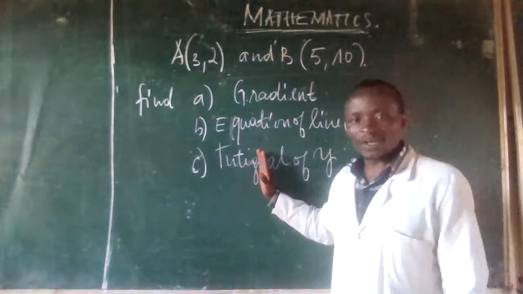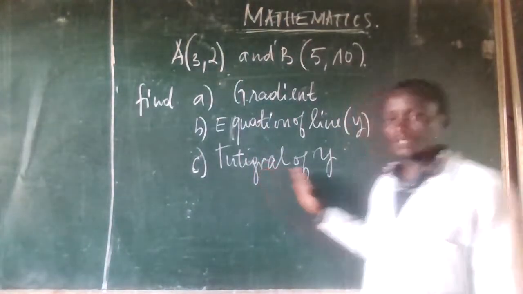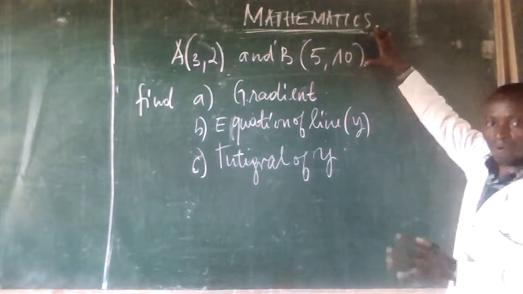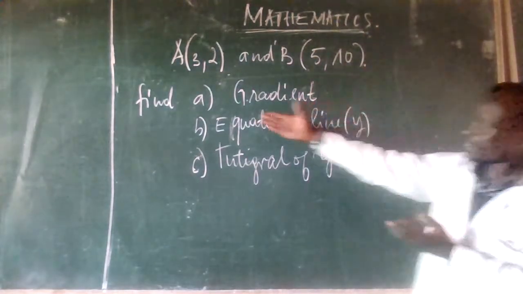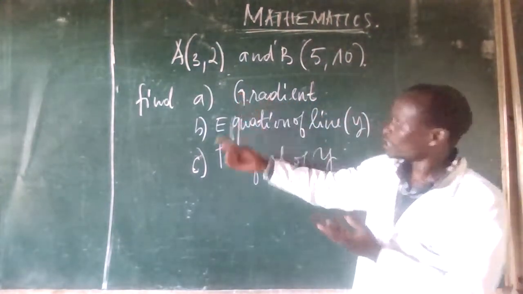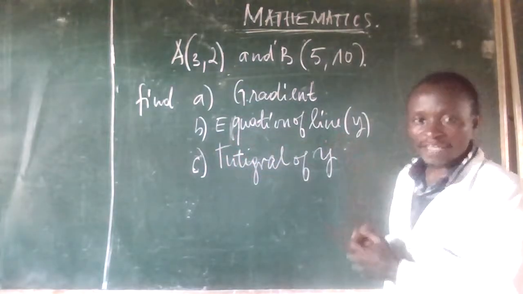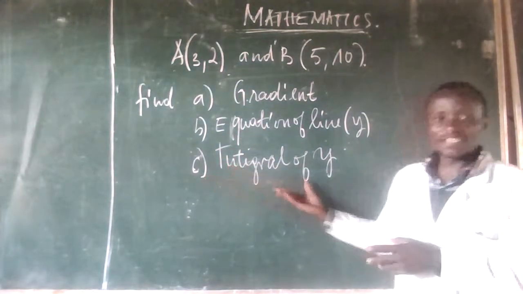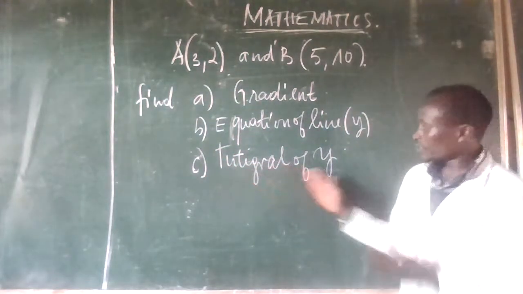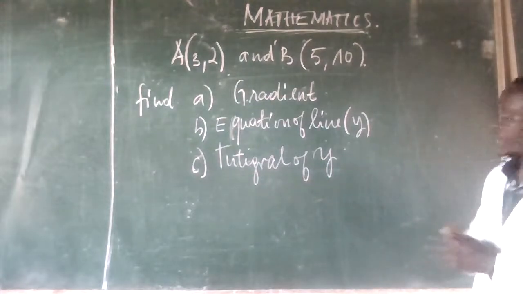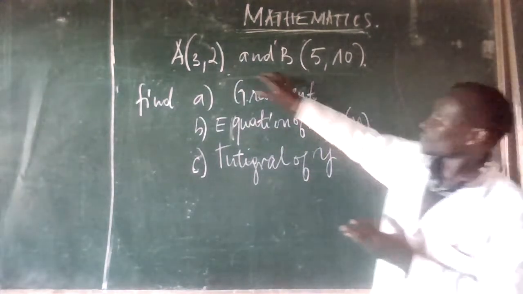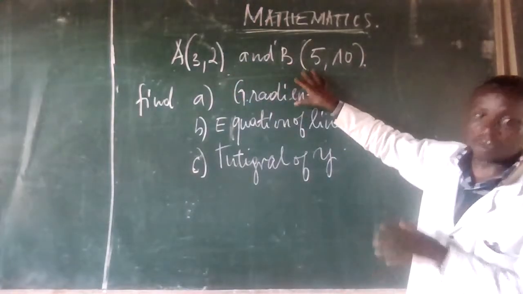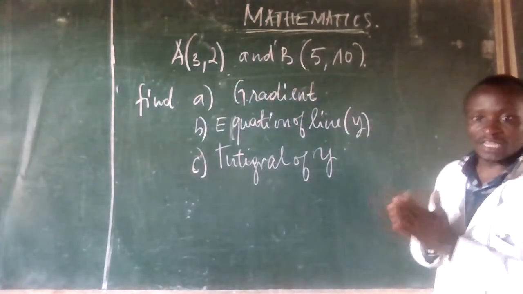We are going to do this question here on the chalkboard, where we have these points, and we are asked to find the gradient in sub-question A, the equation of the line in sub-question B, and the last one is about the integral of y. So where do we find the y? It will come from those two points that you have above. Are you together, dear students?